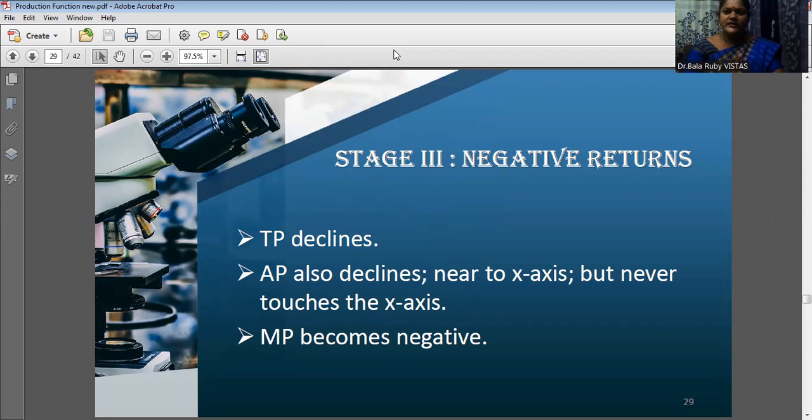And these three stages we have clearly discussed in this diagram as well as in the table we have clearly discussed.